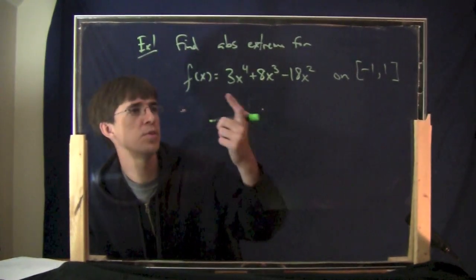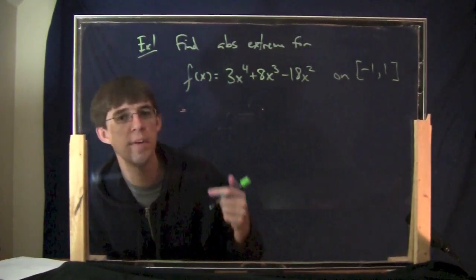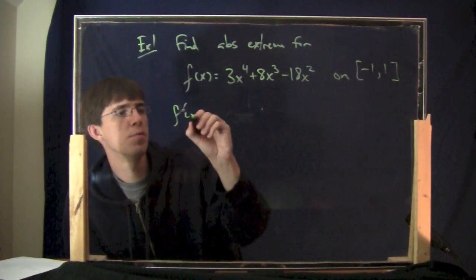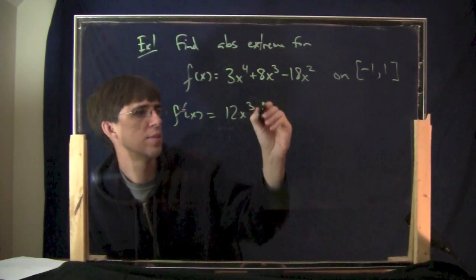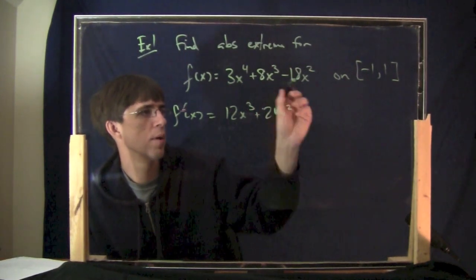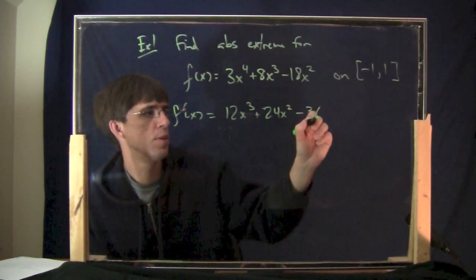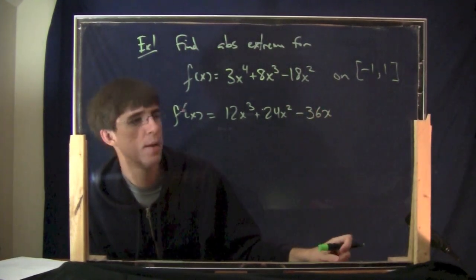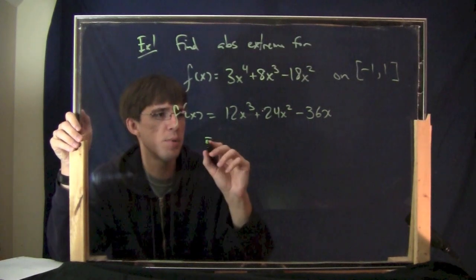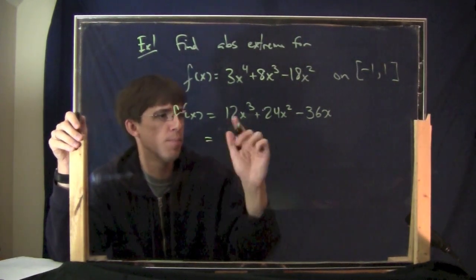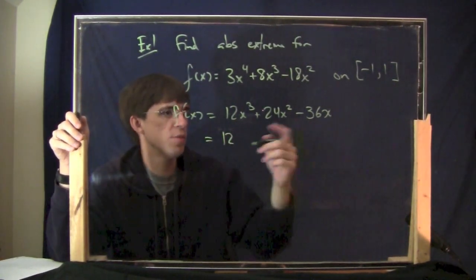Find the critical numbers first. That will consist of taking the derivative and setting it equal to 0. The derivative is going to be 12x cubed plus 24x squared minus 36x, right? We want to set this equal to 0. Let's simplify this as much as we can. Factor everything you can, pull a 12 out and also an x out.